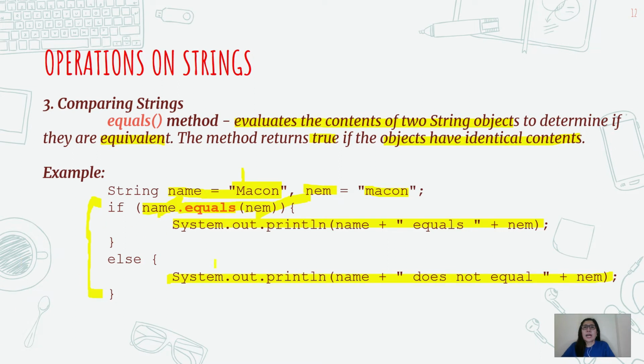We will analyze the description. The objects should have identical contents. So, meaning, ang magiging sagot natin dito or magiging output natin dito is the second statement. Meaning, it is not equal. Why? Because of the case of the letter M.